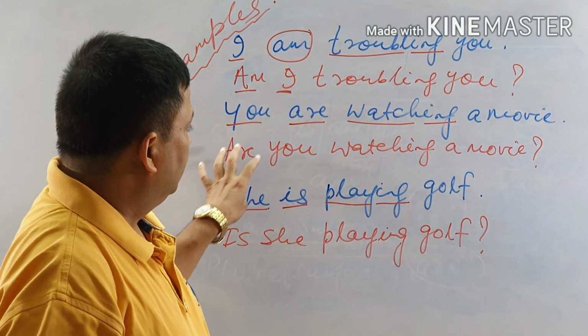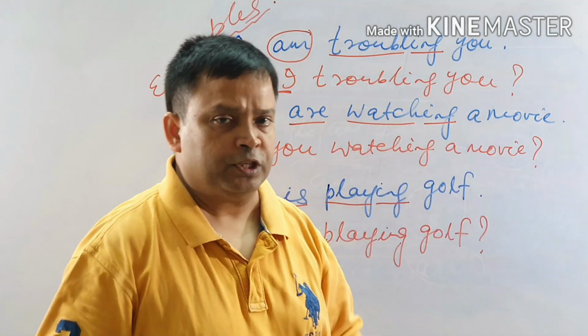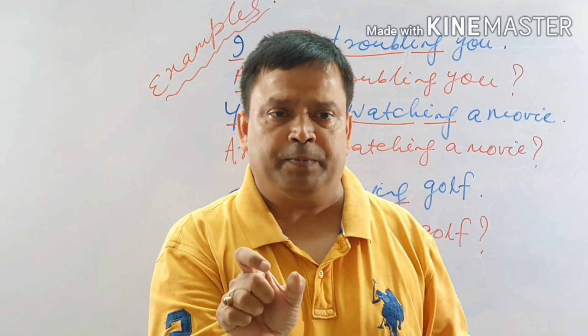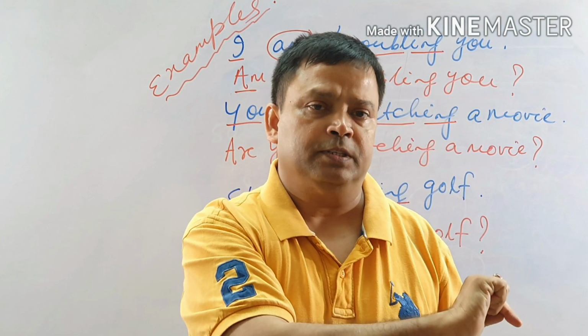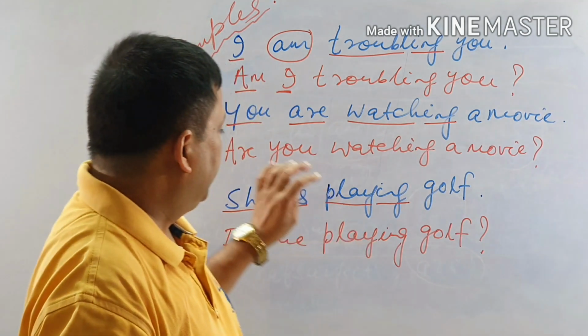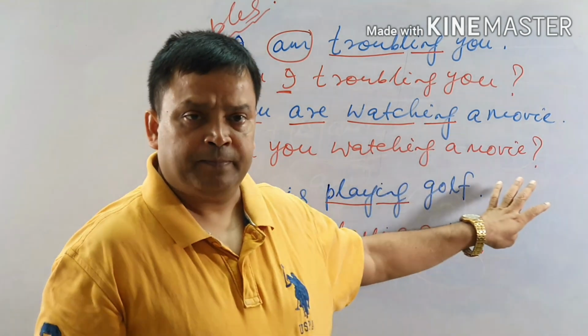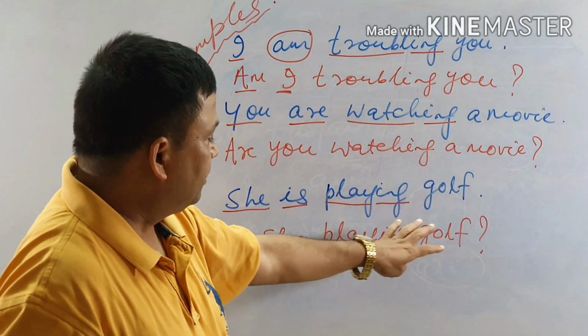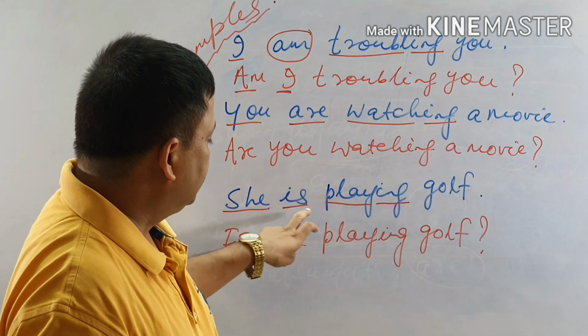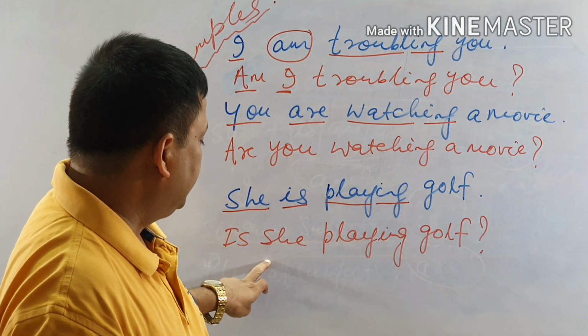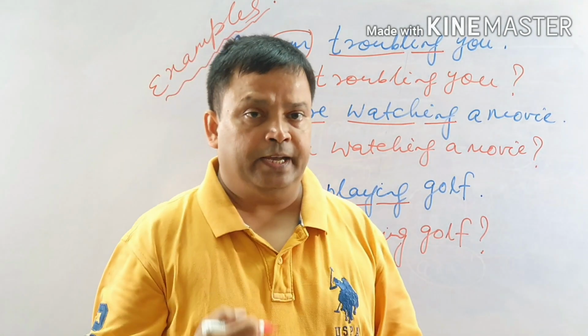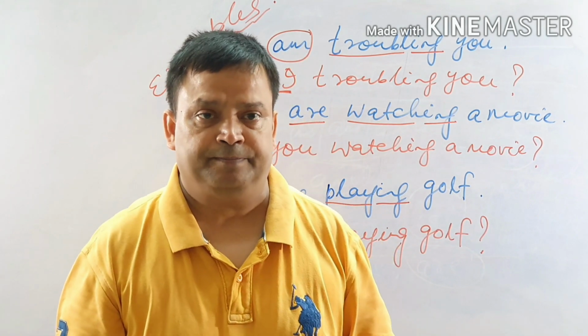Second, "You are watching a movie." You just have to take this helping verb "are" and place it before the subject. So this is how it became, "Are you watching a movie?" And "She is playing golf", then we have taken this "is" before the subject "she", and the interrogative is "Is she playing golf?"